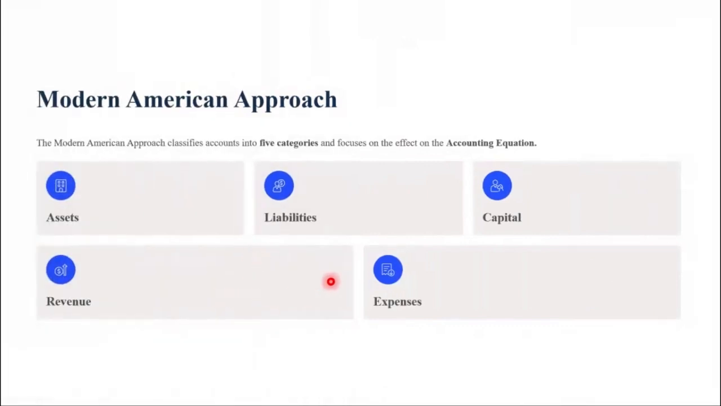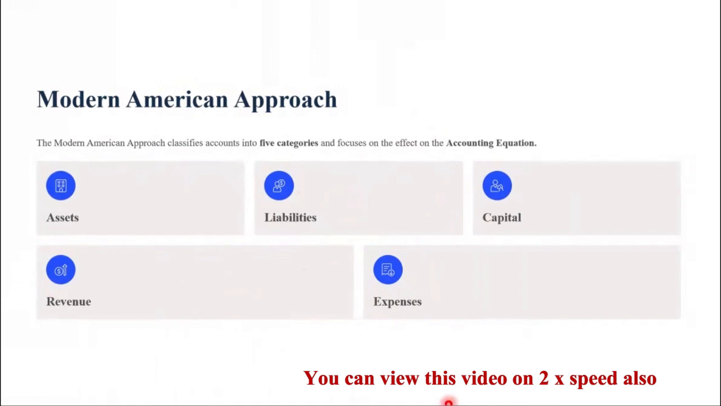While the traditional rules are classic, many modern accountants prefer the American approach, which aligns closely with the accounting equation. In this system, accounts are classified into five categories: assets, liabilities, capital, revenue, and expenses or income. This approach focuses on the effect of transactions on the balance sheet. Instead of receiver and giver, we focus on whether an account is increasing or decreasing. This is often seen as more intuitive for complex financial modeling.